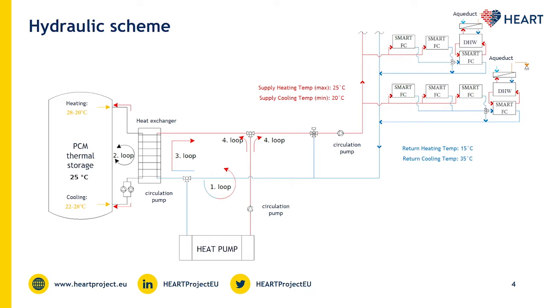As you can see, supply water temperature in the fan coil loop is between 20 and 25 degrees Celsius, thus minimizing the distribution heat losses. Different valves and circulation pumps allow the proper management of the thermal fluxes.